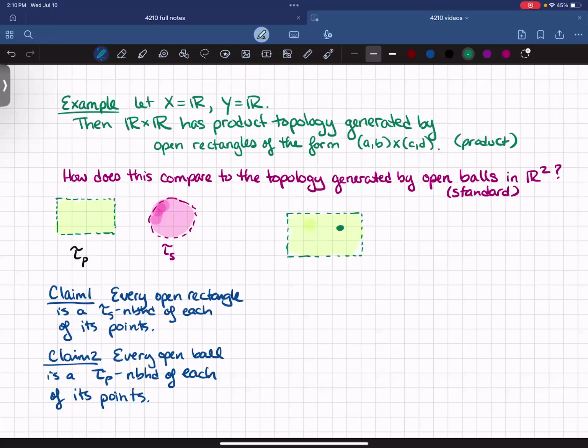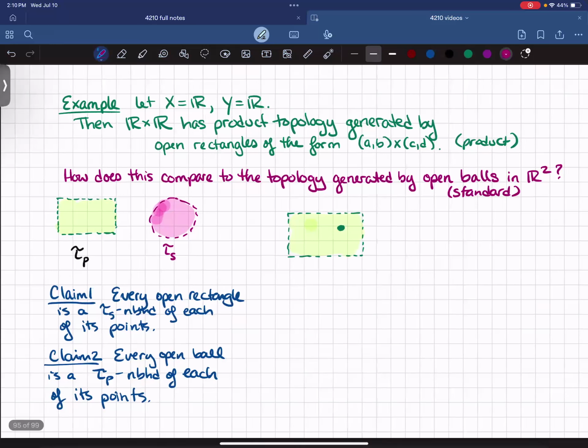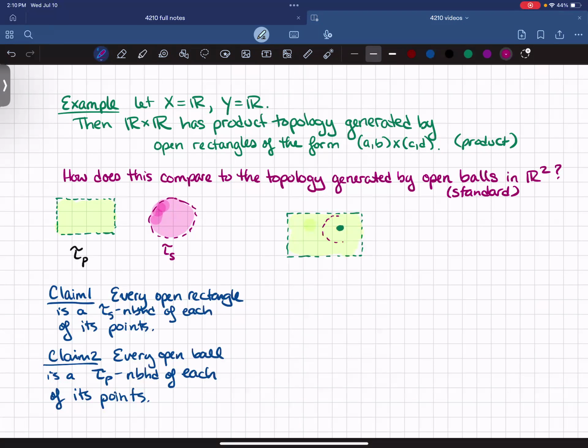So being a neighborhood means it contains an open set, which contains that point. And in the standard topology for the open sets, the basis is the open balls. So can I draw an open set in the standard topology, which those are generated by open balls? So can I draw an open ball around that point, which stays inside of the rectangle? Yeah, I think I can.